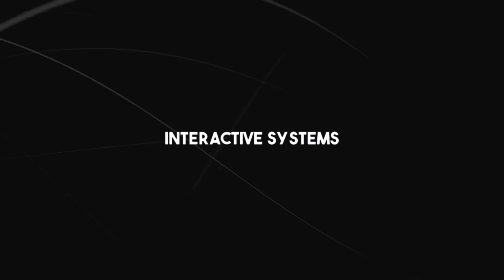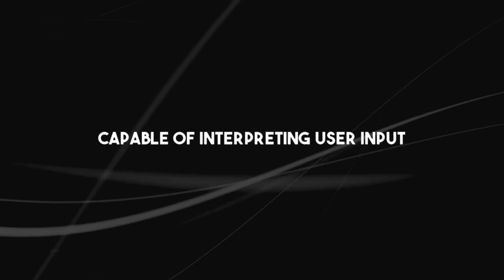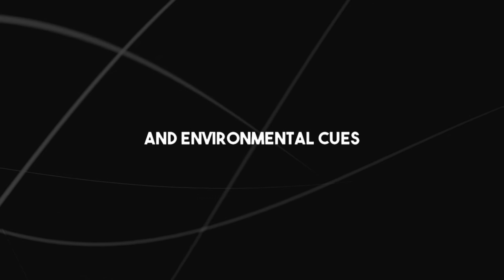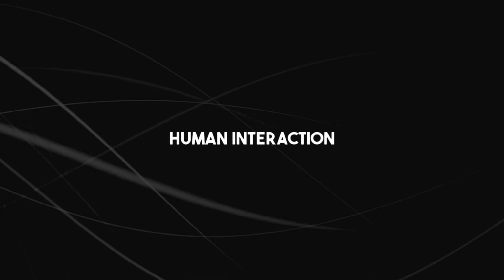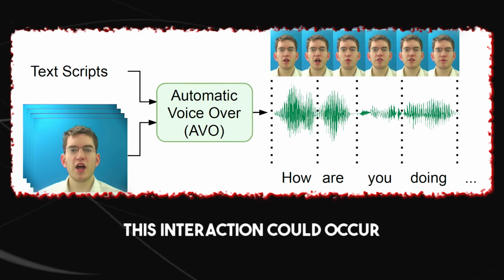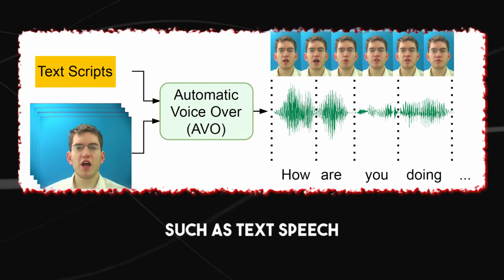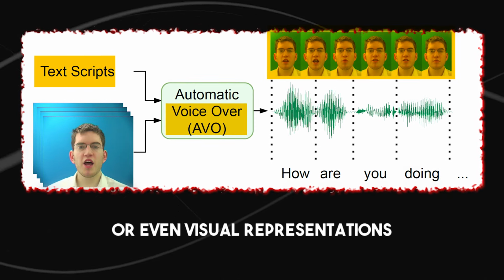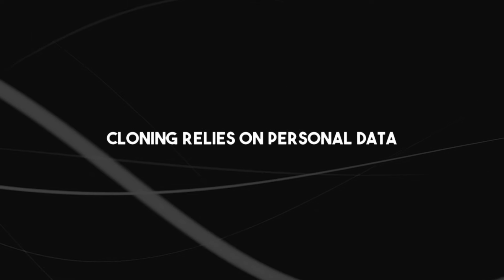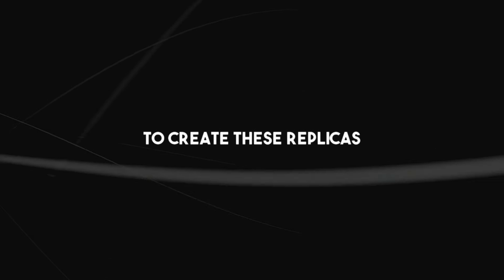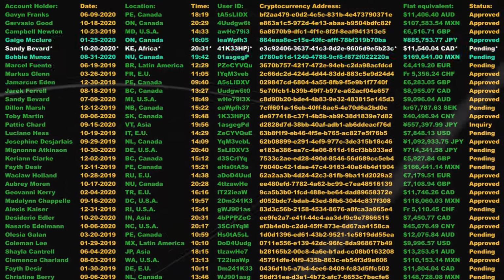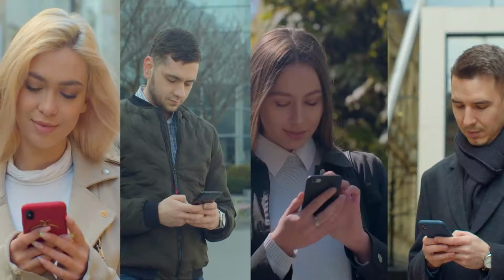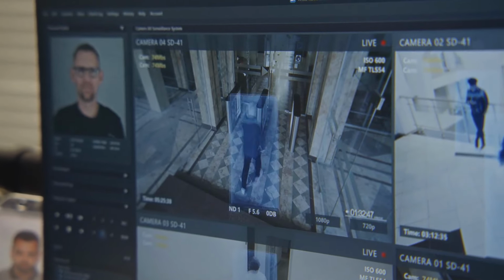These AI clones are interactive systems, capable of interpreting user input and environmental cues, processing the information internally, and generating output that mimics human interaction. This interaction could occur through various mediums, such as text, speech, or even visual representations. Crucially, AI cloning relies on personal data to create these replicas. This data could include everything from publicly available information to more private data collected through social media profiles, online activities, or even biometric scans. But why would anyone want to clone themselves?